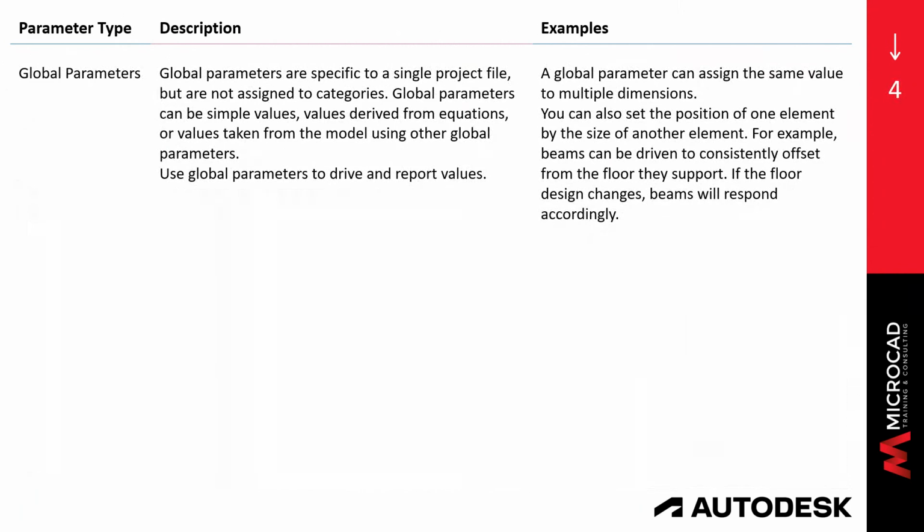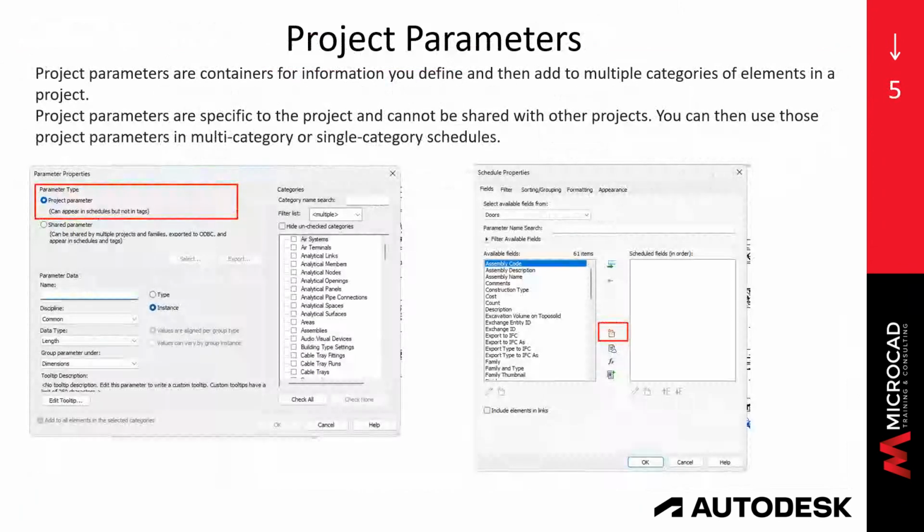So moving on into the subject of project parameters. Project parameters can be created through the Manage tab, and in a moment when we go into the software, I'll show you exactly where to create them. Project parameters can appear in schedules, but they cannot appear in tags. So they can be created from the Manage tab.